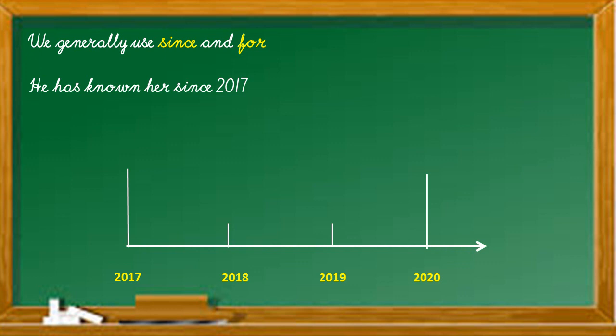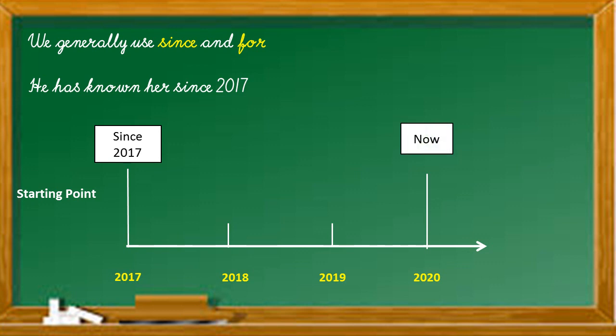We generally use specific words like since, for to give some time periods. For example, he has known her since 2017. Let's understand this example with the help of a chart. In the above example, he has known her since 2017. So what is the starting point? 2017 is the starting point. And since indicates the beginning of the time period until the present.